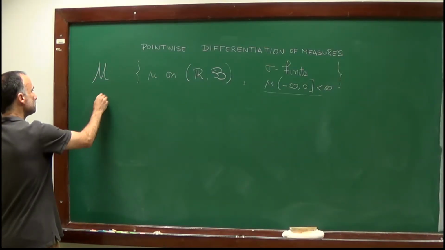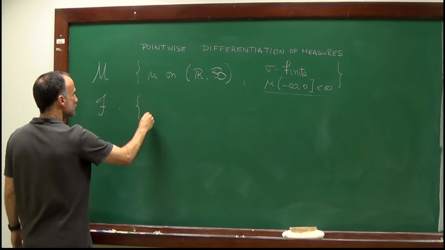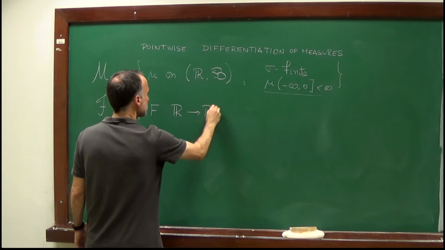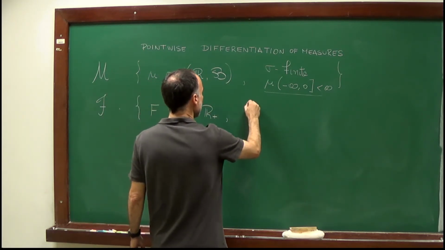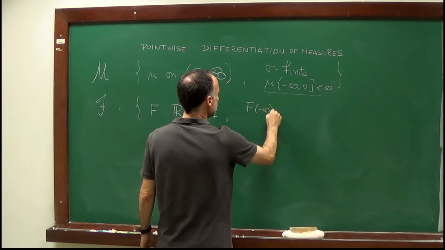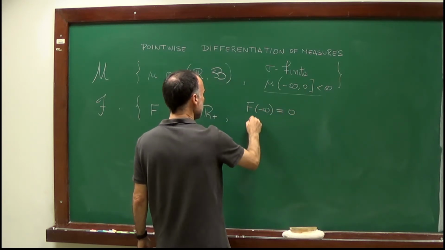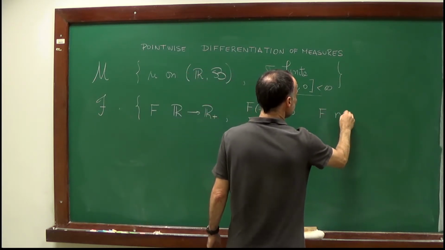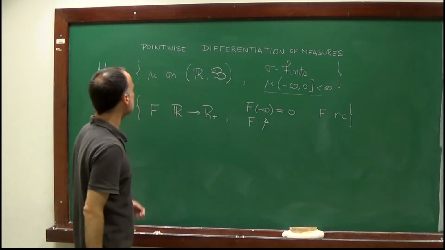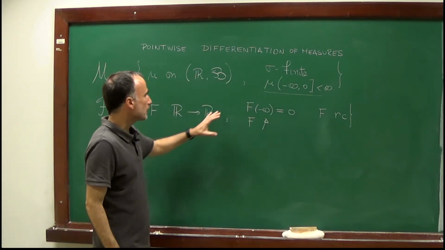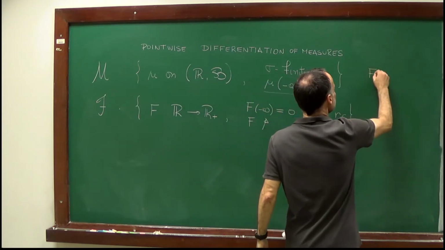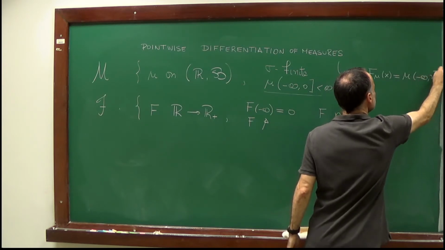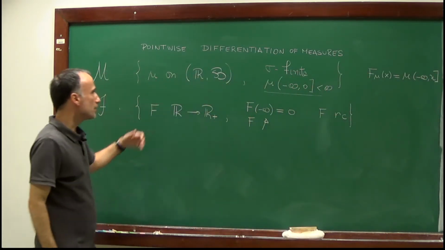So let me call F the set of functions f from R to R plus, such that f at minus infinity is equal to 0, f is monotone increasing, and f is right continuous. So we've seen that if I have a measure mu, I can obtain a function by defining f mu of x as mu of (minus infinity, x].